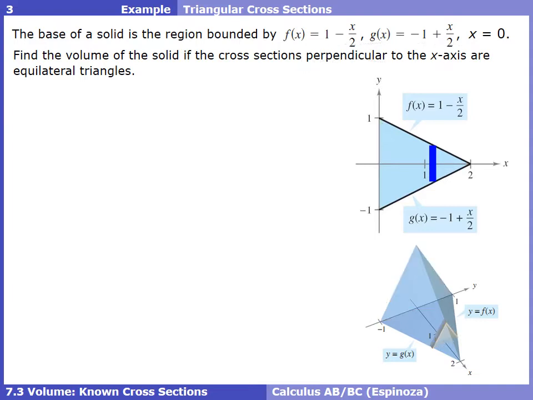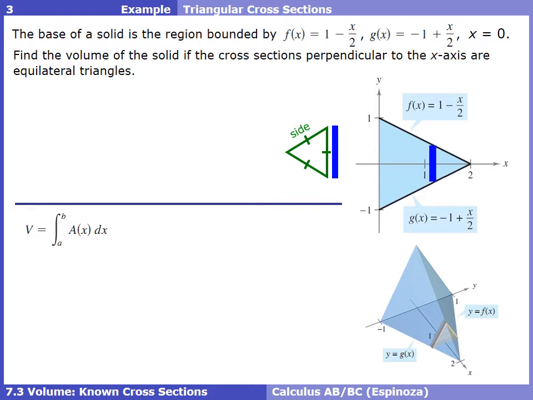Once we realize that, it's just a matter of finding the area of one of these equilateral triangles and then, of course, integrating that. This is probably a formula that not many of you recall, if at all, but certainly one you're going to need to commit to memory. To find the area of an equilateral triangle, assuming you know a side length, is this formula here. It's the square root of 3 over 4 times the side squared.